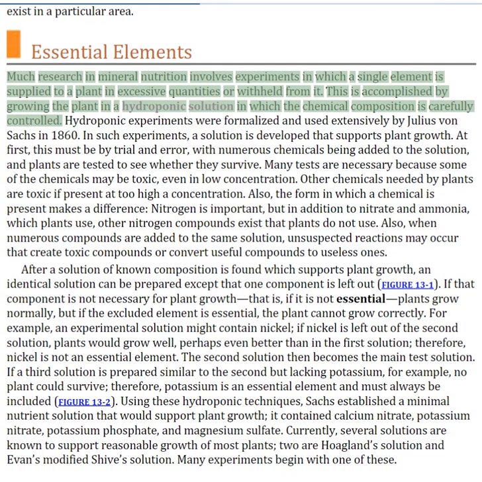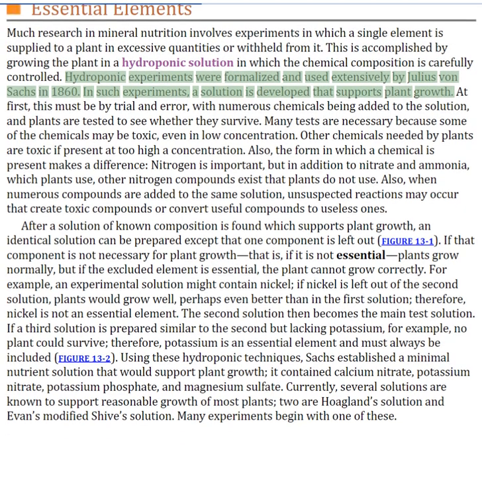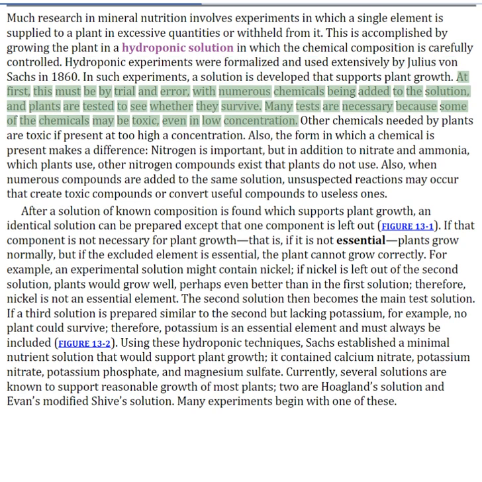Much research in mineral nutrition involves experiments in which a single element is supplied to a plant in excessive quantities or withheld from it. This is accomplished by growing the plant in a hydroponic solution in which the chemical composition is carefully controlled. Hydroponic experiments were formalized and used extensively by Julius von Sachs in 1860. In such experiments, a solution is developed that supports plant growth. At first, this must be by trial and error, with numerous chemicals being added to the solution, and plants are tested to see whether they survive.